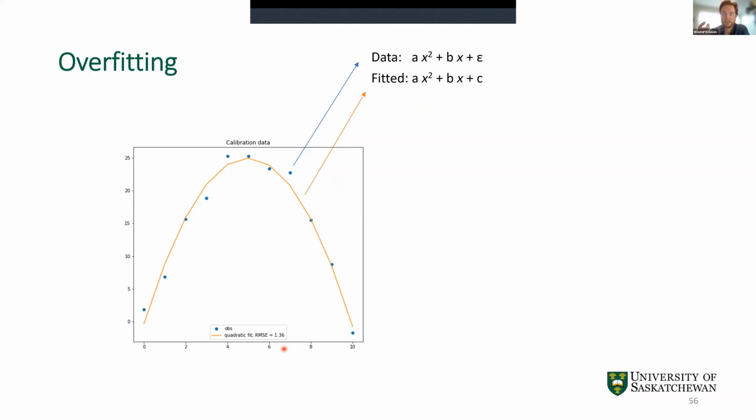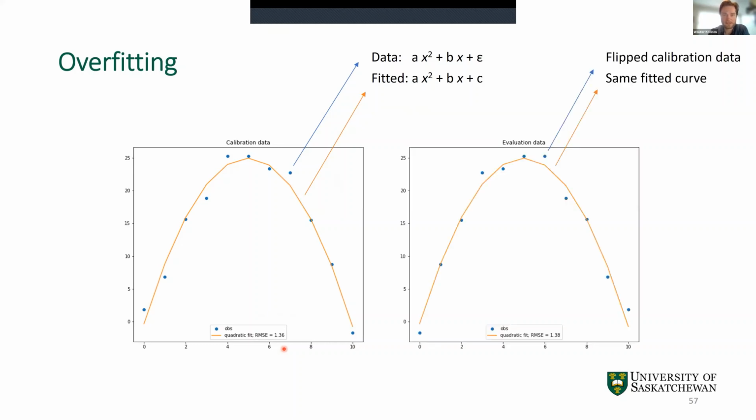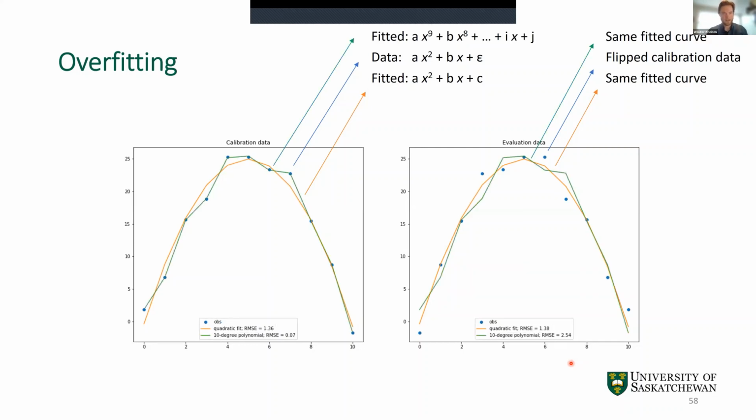And now if we give this model, this fitted curve, some new data, which is essentially just the calibration data flipped back to front, we see that the RMSE score barely changes because this model has fitted the pattern underlying the data, but not the idiosyncrasies in the calibration data. Now, if I throw a ninth degree polynomial at the problem, we can fit the calibration data nearly perfectly. RMSE score is practically zero. But this model has fitted the data errors so well that if we give it new data, this RMSE score suddenly goes up very quickly. And this is the issue that we would ideally like to try to avoid.